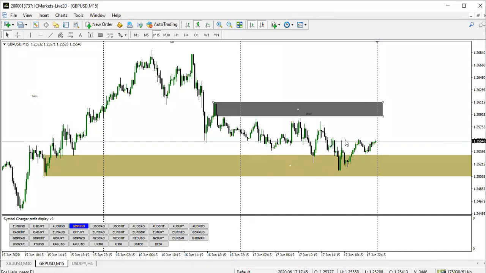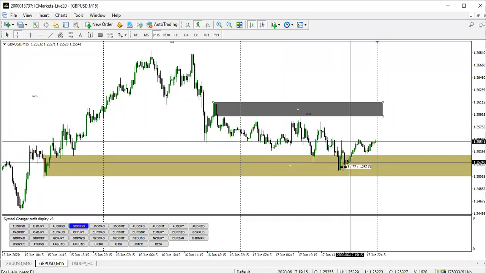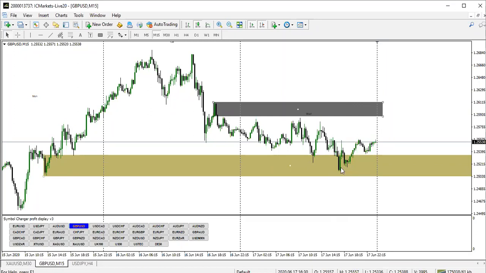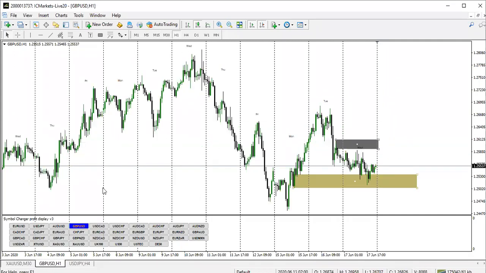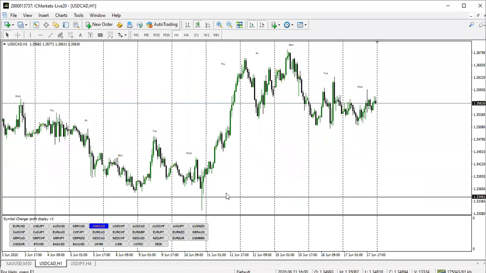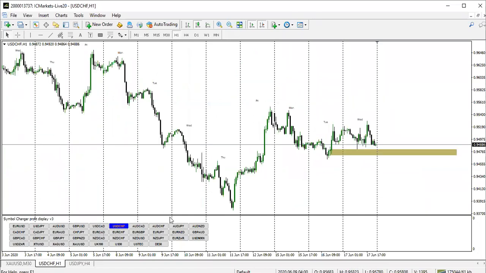This also gave another entry here: it broke this level and came back to retest it. With this, you would have your stop loss at, let's say, 15 pips. So this is already 1 to 2 that this pair has given to you. The price did not respond to the H1 zone, but it responded to the 4 hour zone as marked today. For USD CAD, we don't have any marking.